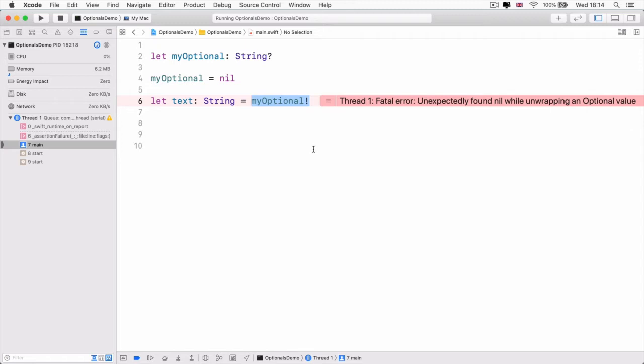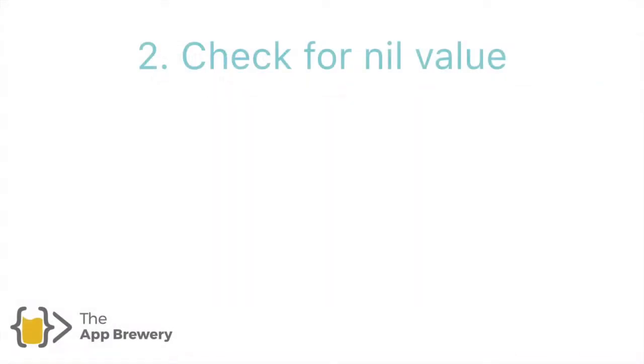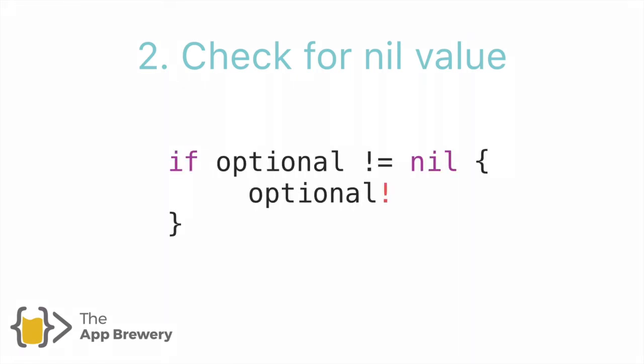So what else can we do? Well, a slightly safer way of working with optionals is to check to see if it's equal to nil. And if it's not, then we force unwrap it and use it in our code.